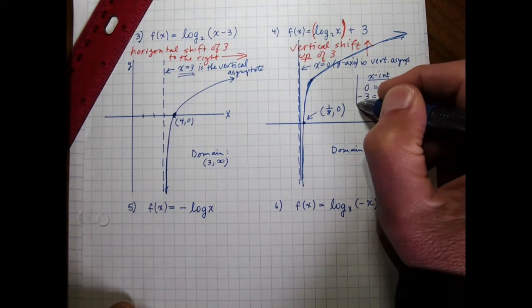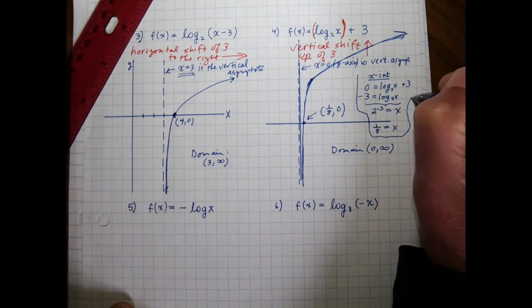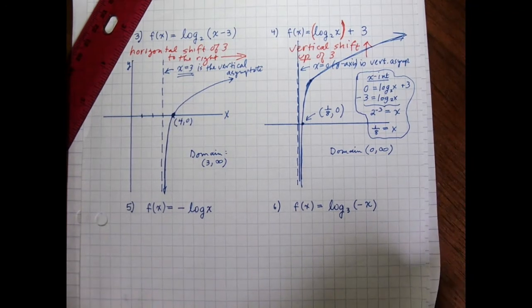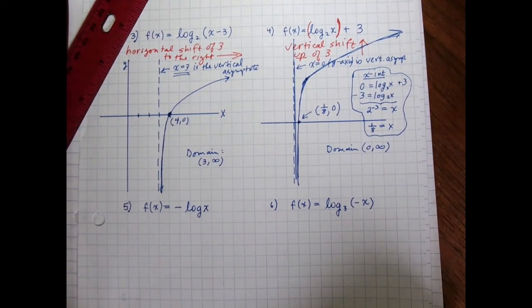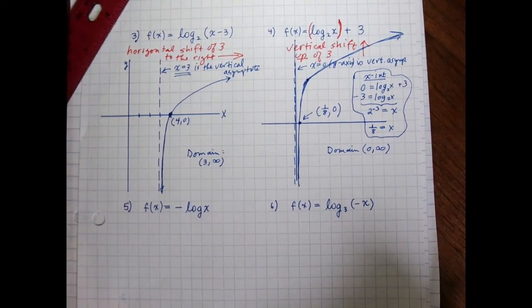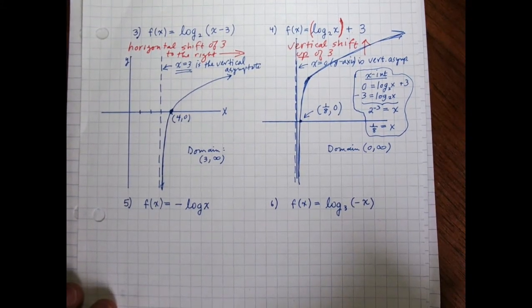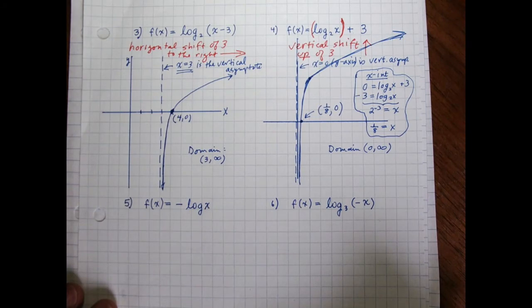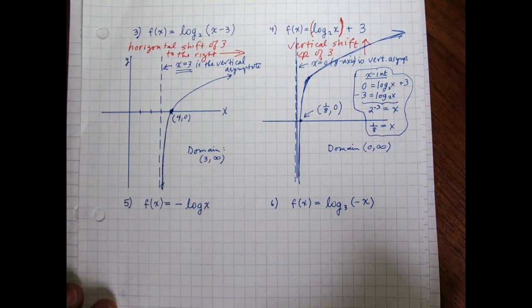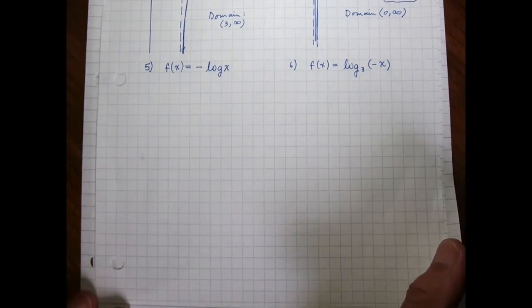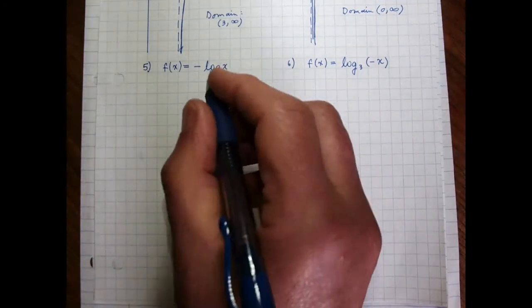We know enough now about how to work with logs, and as we move further into this chapter, we'll be able to find more and more of these tricky x-intercept points. Okay. Two more examples down here, number 5 and number 6.